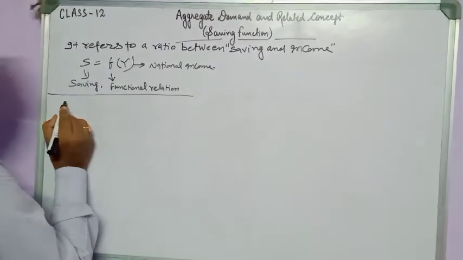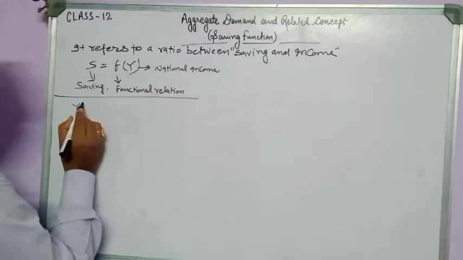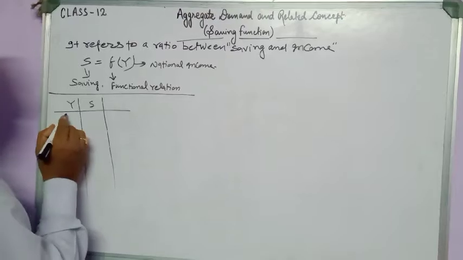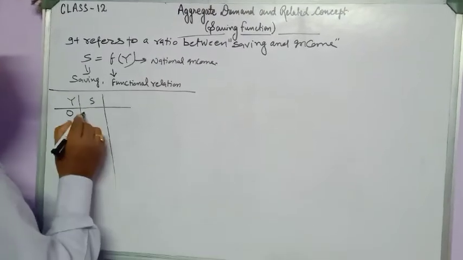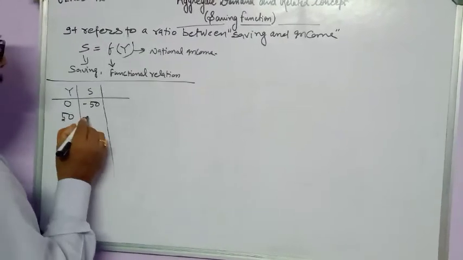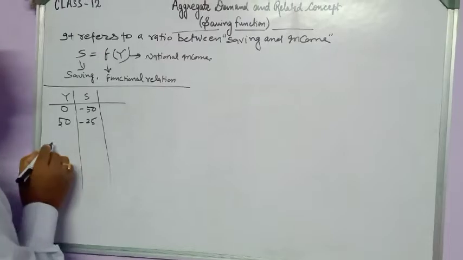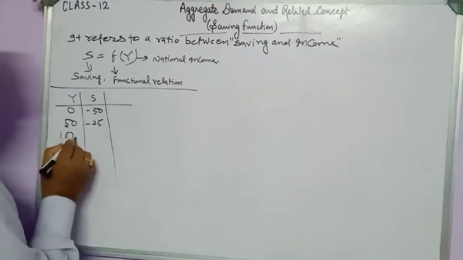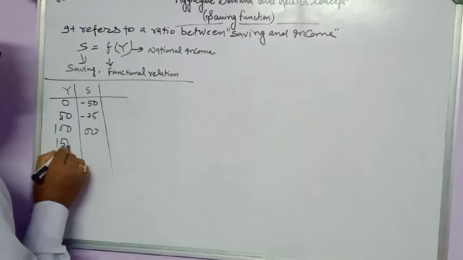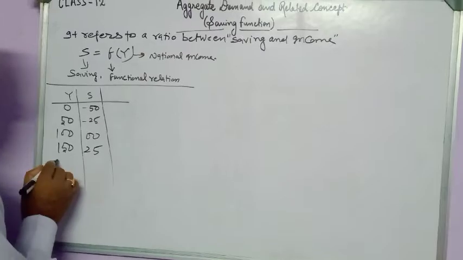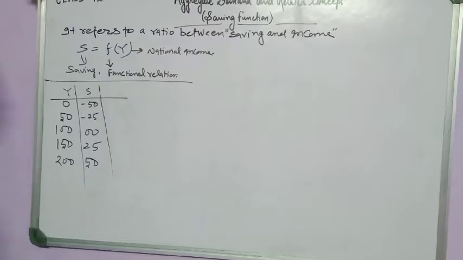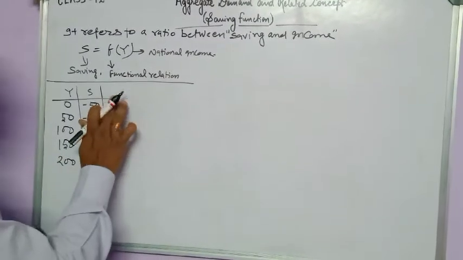Here suppose Y is given, here saving is given. When Y is equal to 0, then the saving is equal to minus 50. When Y is 50, then it is minus 25. When it is 100, let saving be 0. Let 150, suppose that is 25, at 200 it is 50, and so on. So it can be explained with the help of the following diagram.